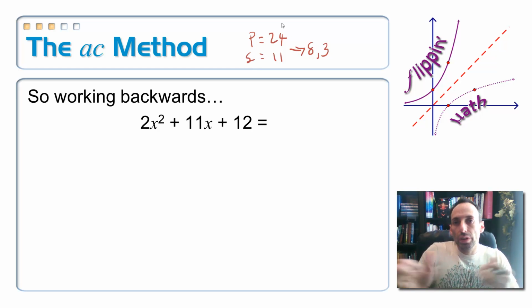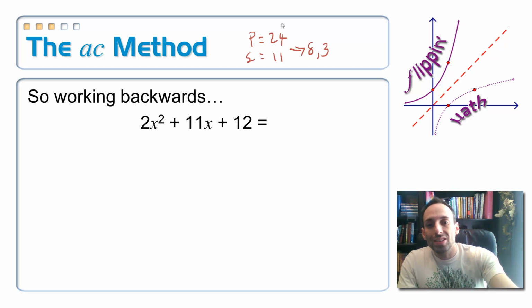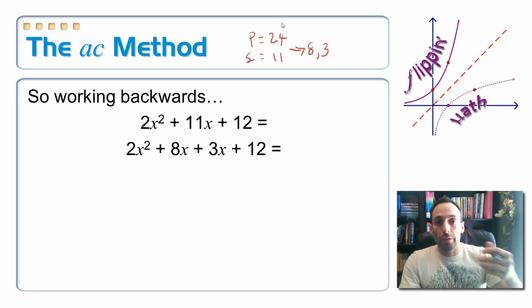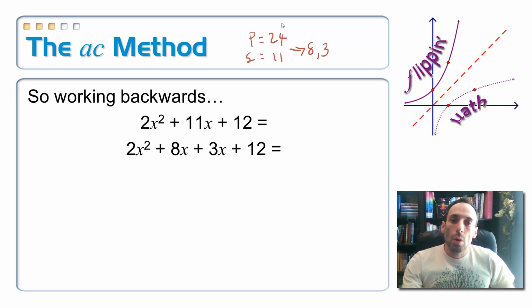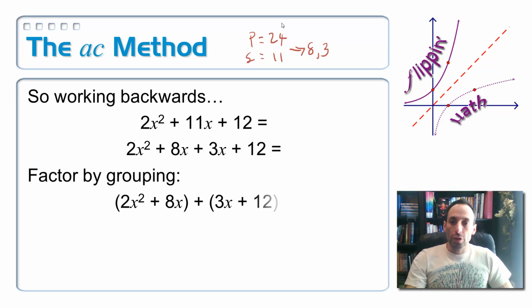So unlike the previous method, I do not put 8 and 3 inside the parentheses. I'm going to use them to expand out the middle term of 11x. I'm going to go 8x plus 3x. Now, how many terms do you have there? 1, 2, 3, 4. I have 4 terms. I'm going to factor this one by grouping. So I'm going to put parentheses around the first set. I'm going to put parentheses around the second set.